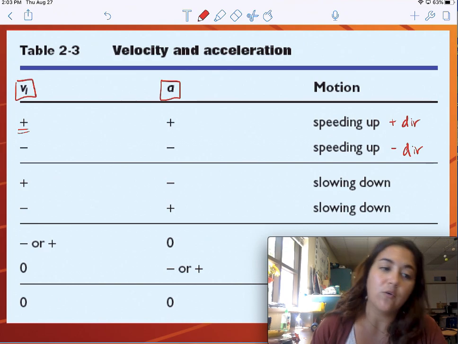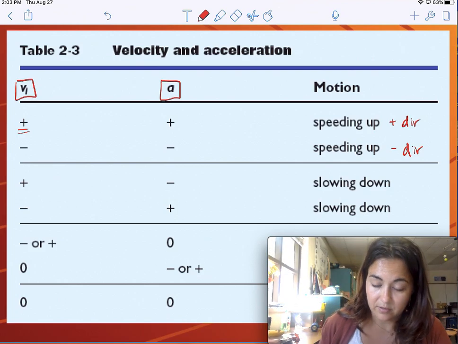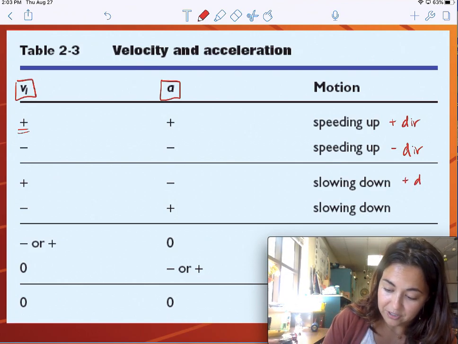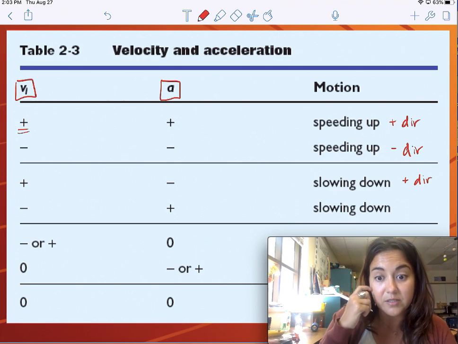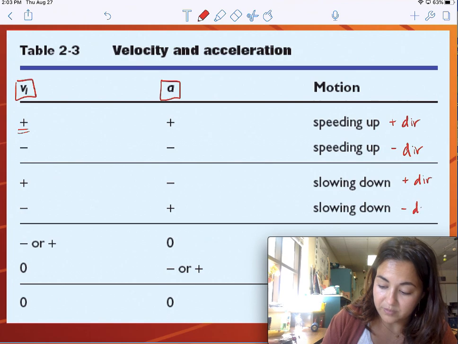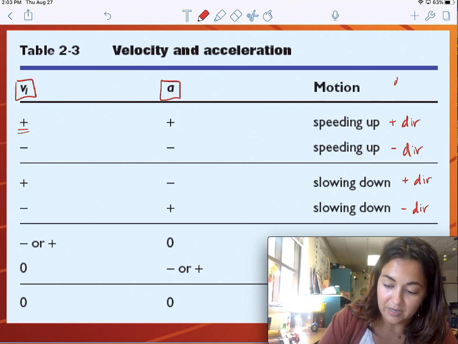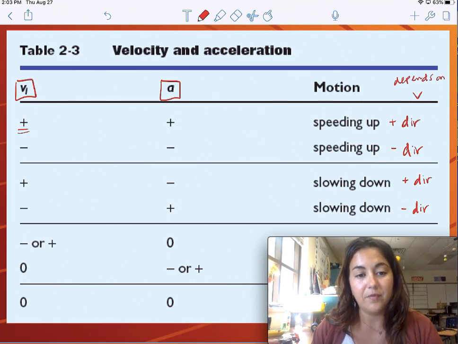Look at that. No matter what the signs are, if they're opposite, they're slowing down. The difference is, again, direction. If I have a positive velocity, I'm slowing down while moving in the positive direction, or I'm slowing down while moving in the negative direction. Direction always depends on velocity. That tells me what direction I'm moving in.